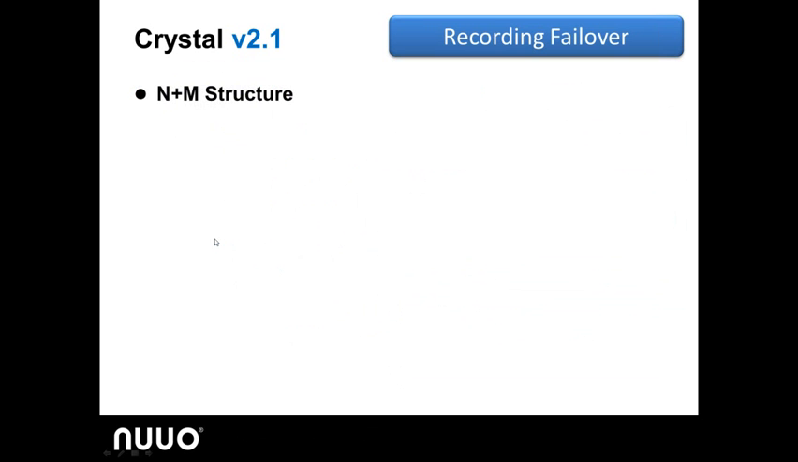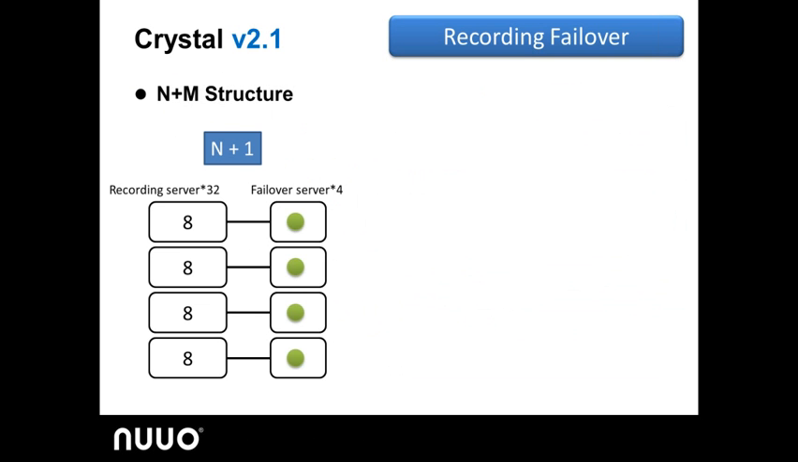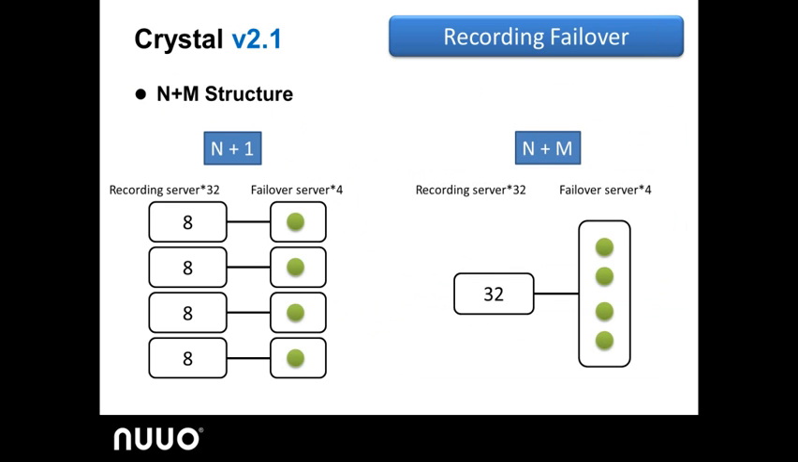So what is the N plus M structure? Here is a picture to help you understand. On the left side, you can see the N plus 1 structure. On the right hand, we have the N plus M structure, which we use in Crystal 2.1. When there's a server failure on the left side, you can see, okay, originally we had 8, now we have 7 servers. But since we have a failover server, we can use it to recover, so no problem.